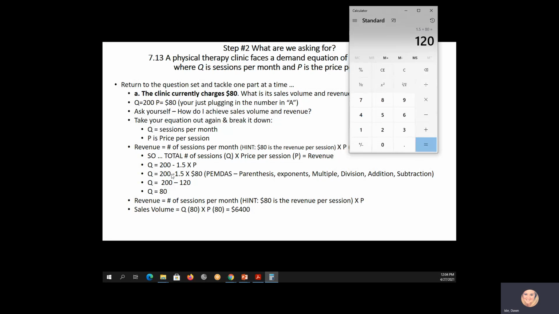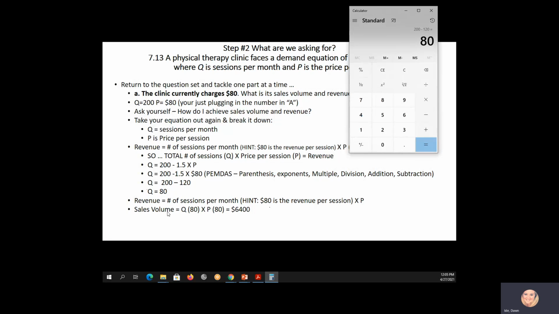So Q equals 200 minus the product of 1.5 times 80, which is 120. So what's 200 minus 120? I'm just going to do this so you can see. 200 minus 120 is 80. So Q equals 80. So revenue equals the number of sessions per month. Hint that the $80 is the revenue per session times P.